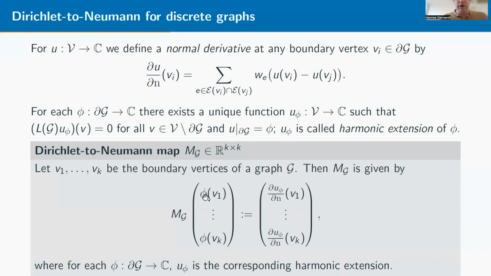So here, for the function phi, we take the evaluation at the boundary vertices and we map that to the normal derivative. So we take Dirichlet boundary data to Neumann data. And of course, it's not hard to see that this is a linear map. And here this U phi, as I explained, that's a harmonic extension. So in such a way, you can define the Dirichlet to Neumann map for discrete graphs as well.